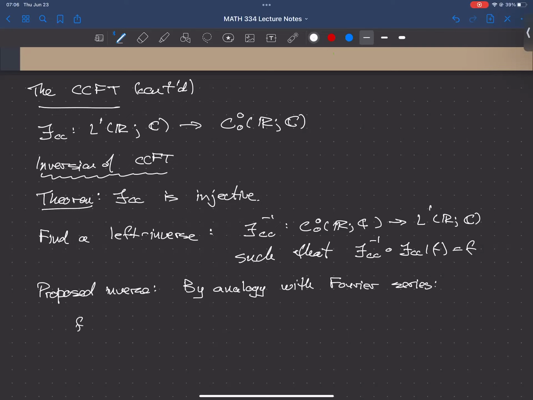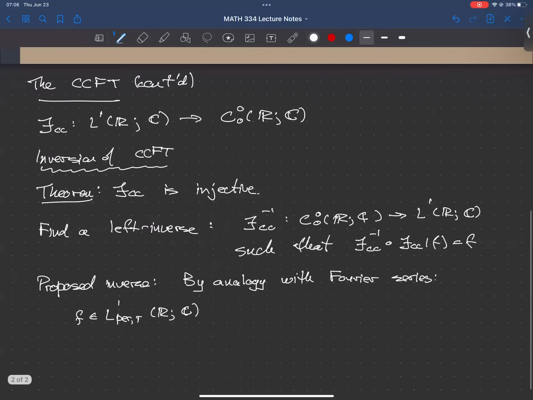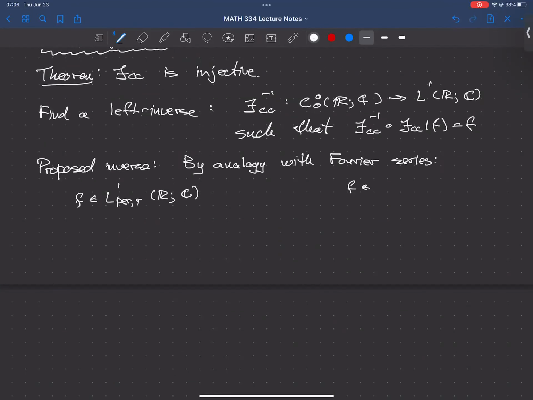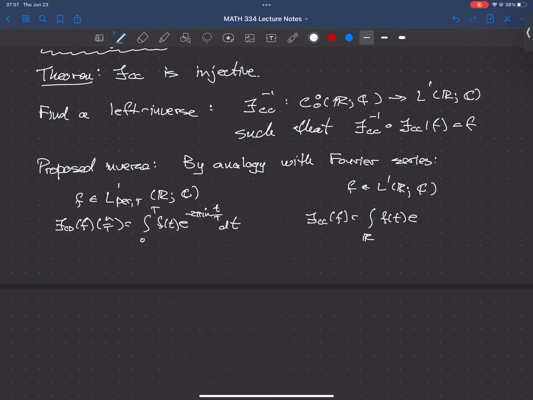And so let me just write these things side by side just to make sure we understand how they're similar. All right, so we have the CDFT data on the left and the CCFT data on the right. And then the CDFT looks like this, and the CCFT looks like this. And this is evaluated at some frequency nu.